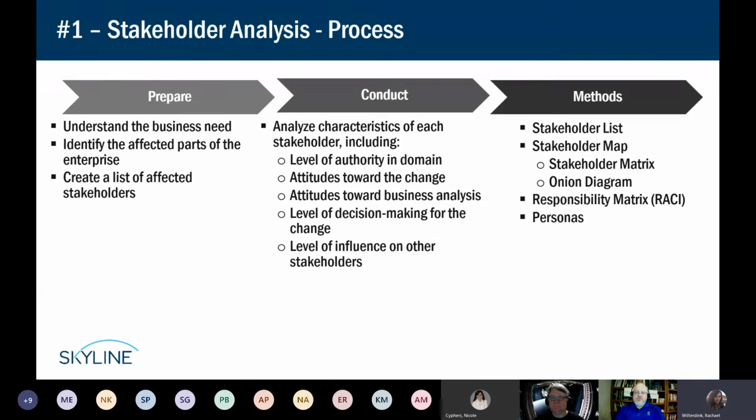So let's see, once you have your list of stakeholders, then you want to analyze each individual, or it could be a group, or a group of people that have a similar role. And you'll want to determine who has authority, who doesn't, who has influence but can't necessarily make decisions, who can make decisions, and then how people feel about the change, because it's usually involving a change of some kind. And then you might even want to find out about their feelings or knowledge about business analysis, and if they even know what it is and why they're talking to you.